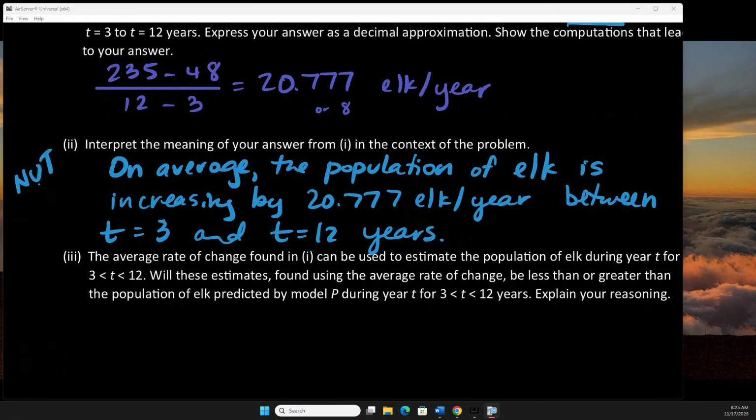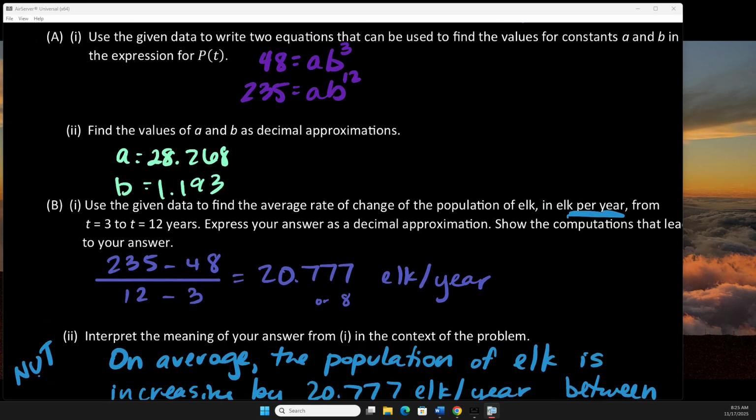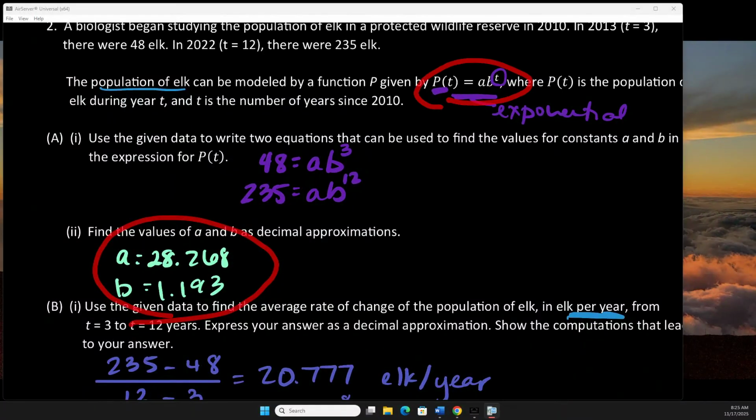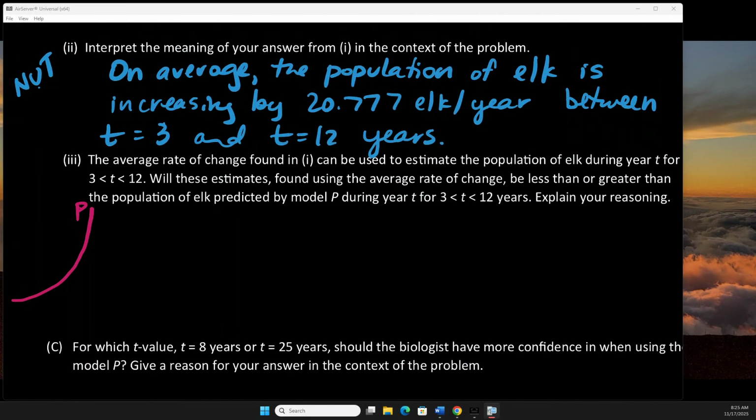All right, so what I would do is draw a concave up graph, and I would label it P. That's our model, the model we found here, where the A and B are put into that equation. And then we have the average rate of change that we found, which is the slope of the secant line, where T is 3 and T is 12.